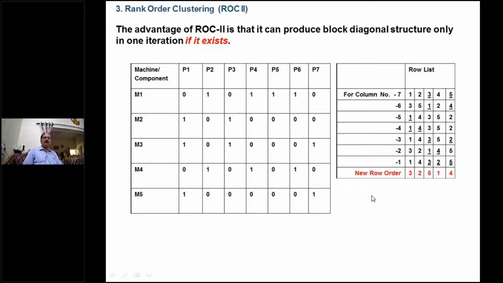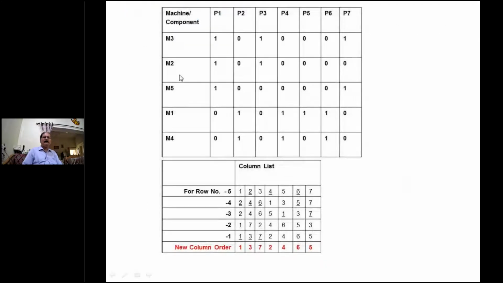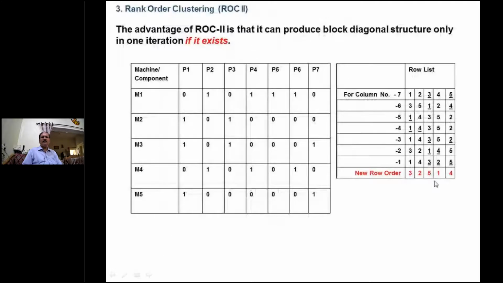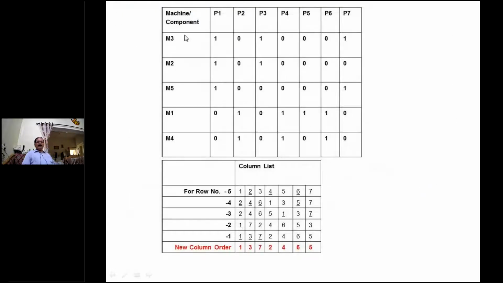So your new row order becomes 3, 2, 5, 1, 4. And the columns remain the same because we have not done anything with the columns.